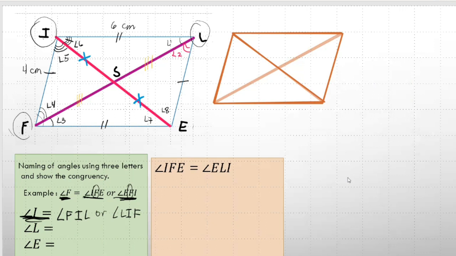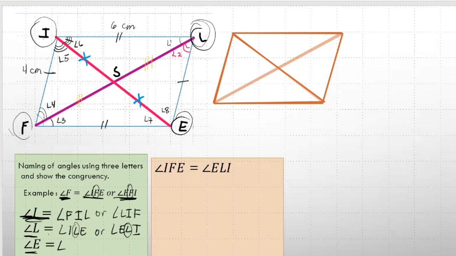Okay, so now let's proceed with the second one. So angle L is equal to angle ILE or it is angle ELI. So kung makikita natin nasa gitna si L, therefore we are getting the measurement of our angle L. Okay, so next is angle E naman natin. So si angle E dapat nasa middle siya, so that we can consider that we are getting the measurement of our angle E.